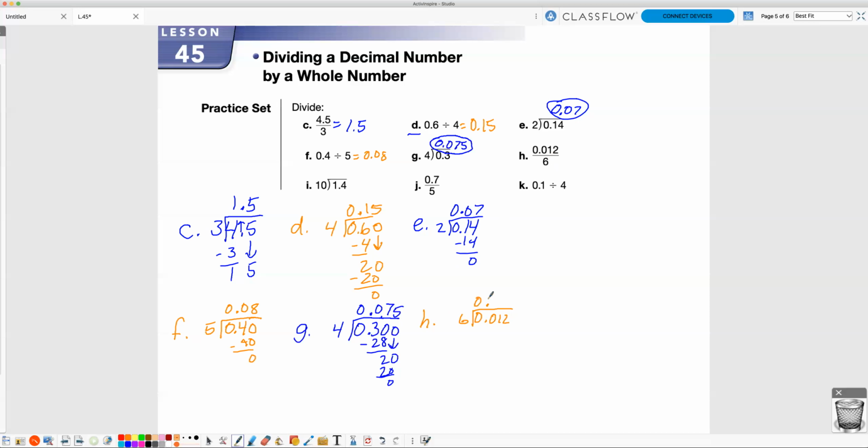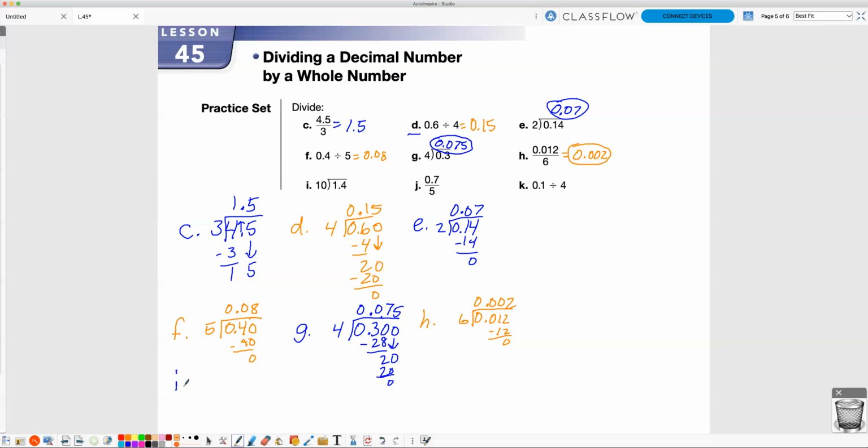0 divided by 6 is 0. 0 divided by 6 is 0. 1 divided by 6 is 0. 12 divided by 6 is 2, because 6 times 2 is 12, and there'd be nothing left over. So that means that 12 thousandths divided by 6 equals 2 thousandths. All right, do letter I.